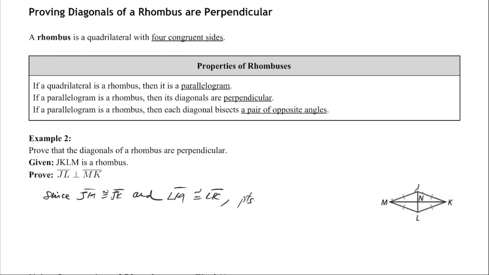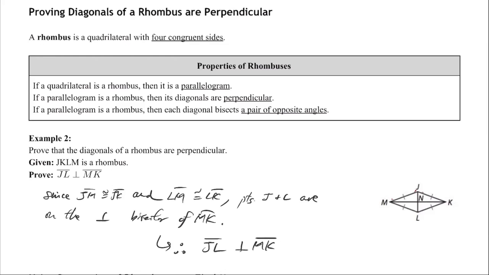The points J and L, can you anticipate what I'm going to say? Right, J and L are on the perpendicular bisector of MK. That's right. Because of that, we could say that JL is perpendicular to MK. Not only that, it's a perpendicular bisector, right? So we know that they bisect these two.